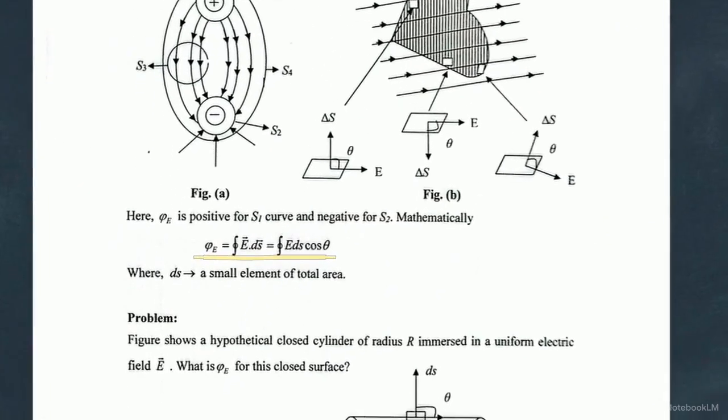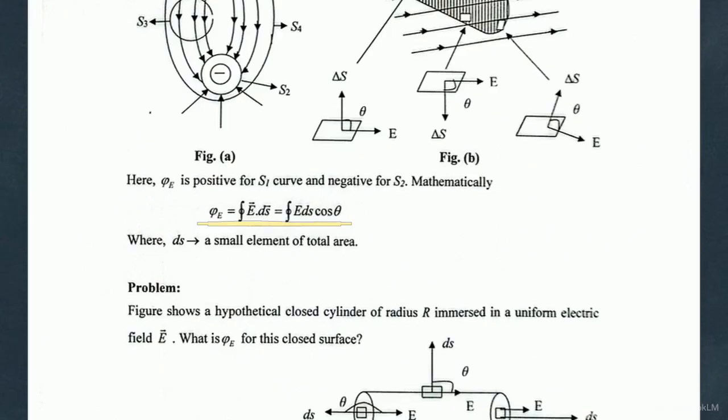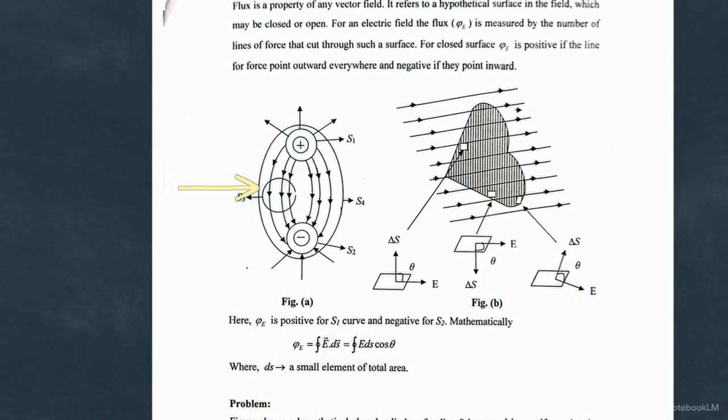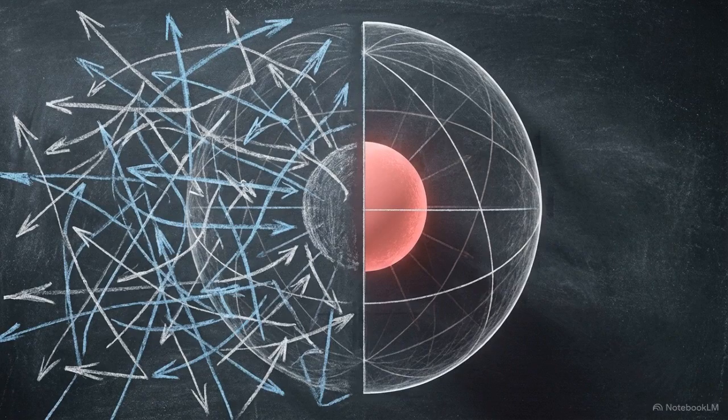Mathematically, flux is the product of the electric field and a small element of area, adjusted by the angle between them. By wrapping a three-dimensional closed surface around a charge, effectively enclosing a volume, we can measure the net flow exiting that space. Transitioning from a system of vectors to a system of areas allows us to bypass the complexities of traditional integration. This is Gauss's law.